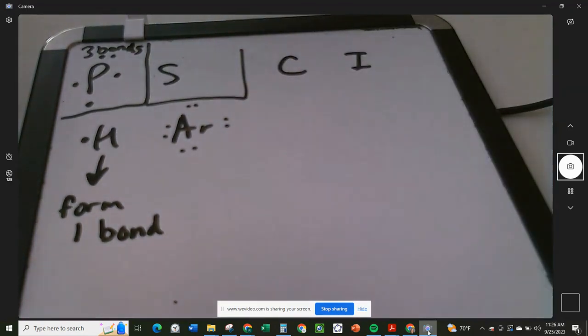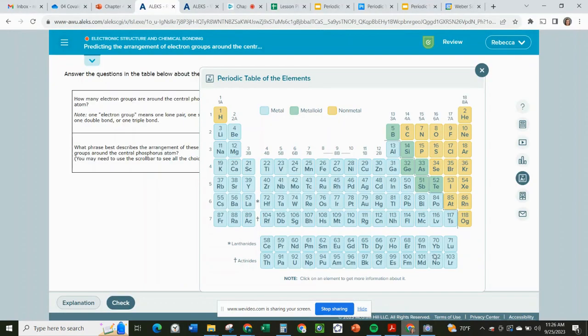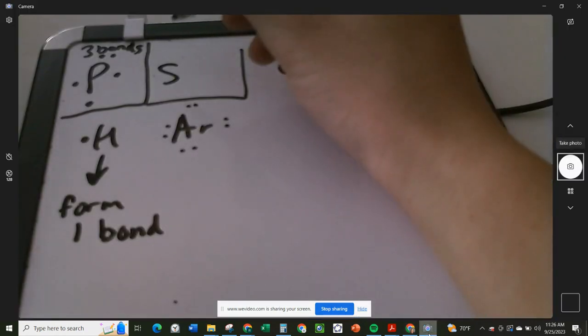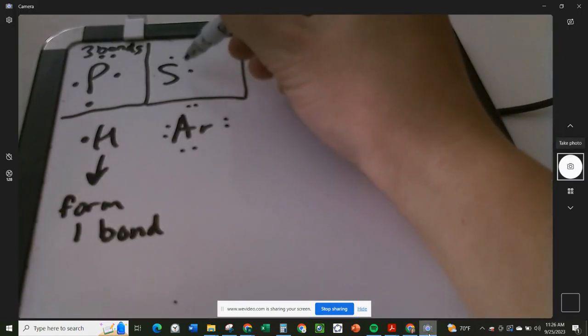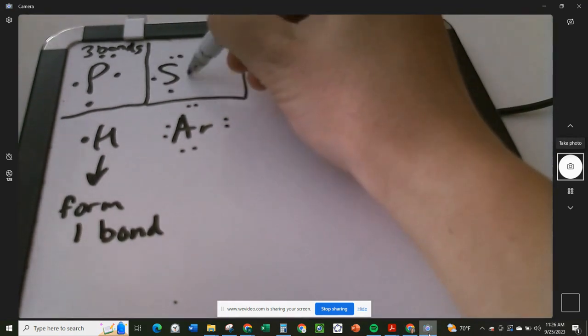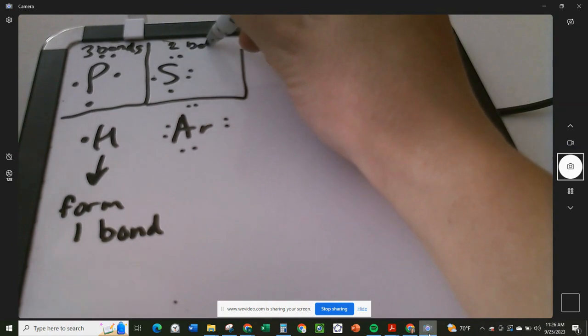Okay, let's look at sulfur. Where is our periodic table? Sulfur is here. That has 6 valence electrons. So let's go back to our picture. So 1, 2, 3, 4, 5, 6. And then we have 2 lone electrons. This wants to form 2 bonds.